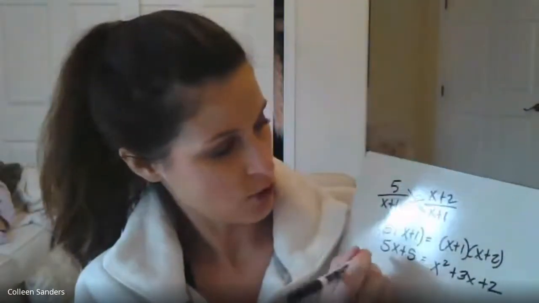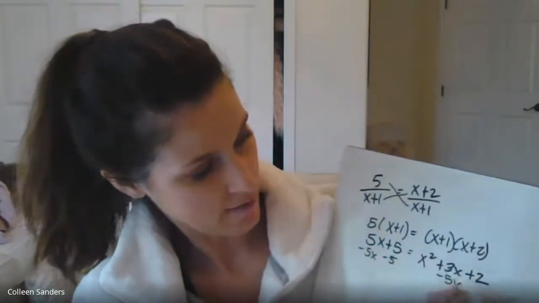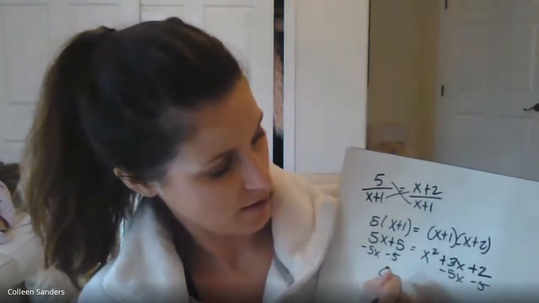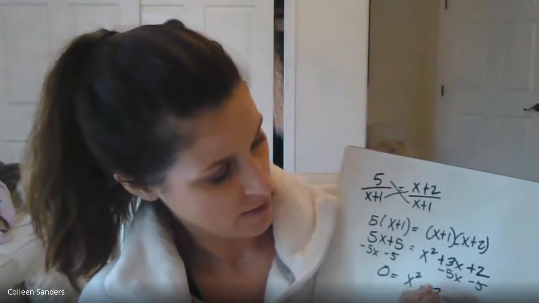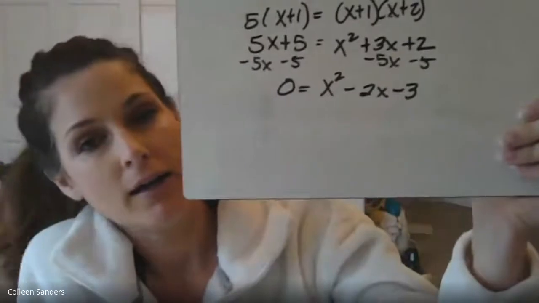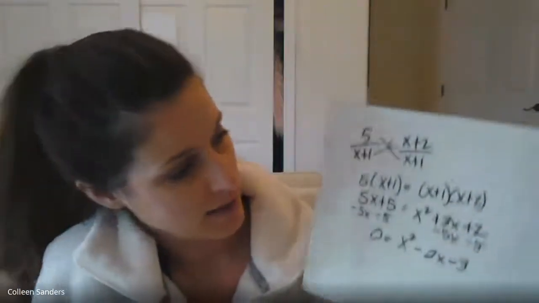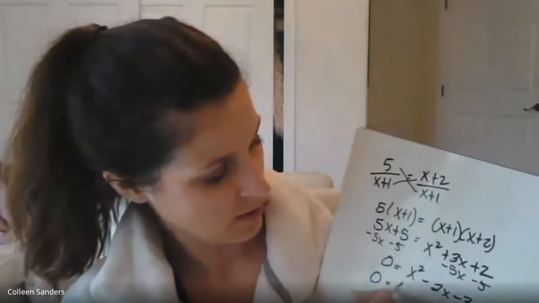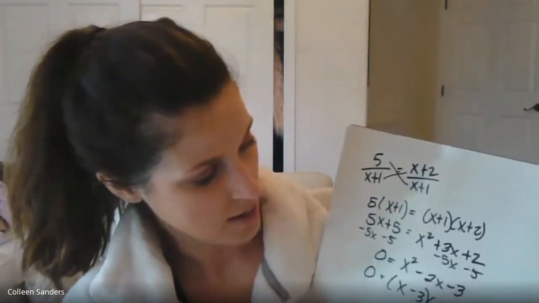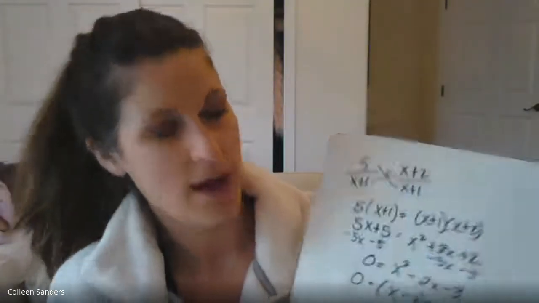Okay, so I'm going to subtract the 5x, and I'm going to subtract the 5. So I have 0 equals x squared minus 2x minus 3. And I need that to factor. So multiplies to negative 3, but adds to negative 2. So it'd be negative 3 and a plus 1. Okay, solving that, I'll get 3 and negative 1.